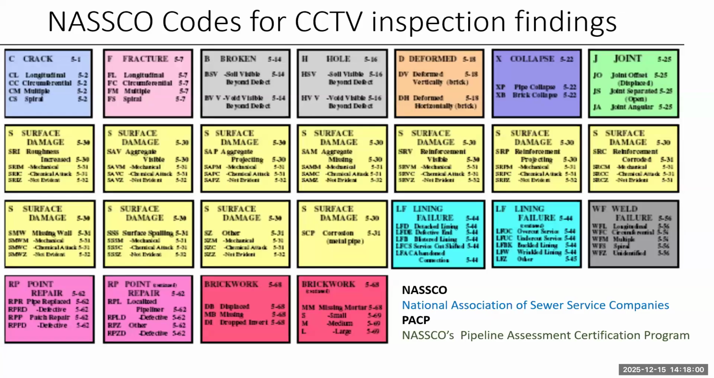And here's, sorry, it's not very clear, but here's a page of the different types of codes. Like for example, C for crack. It could be longitudinal, circumferential, multiple cracks or spiral. There's a fracture, where it's more than a crack, it's actually separated. And so there are different types of codes that are used to describe the condition.